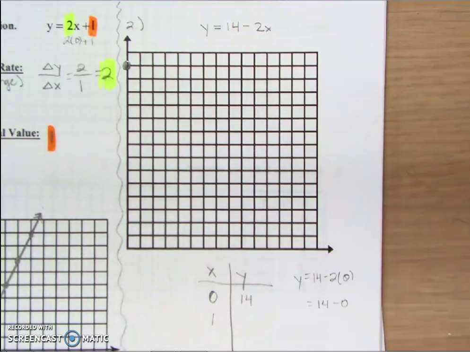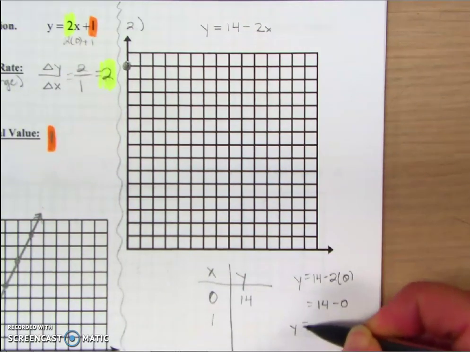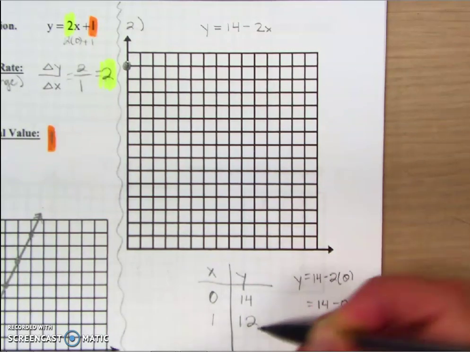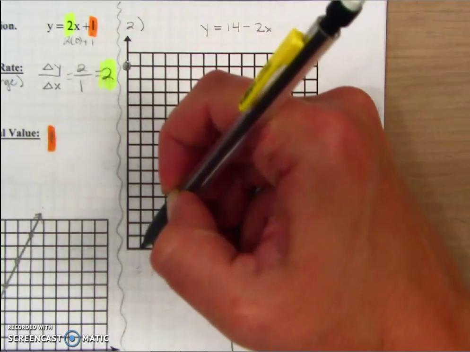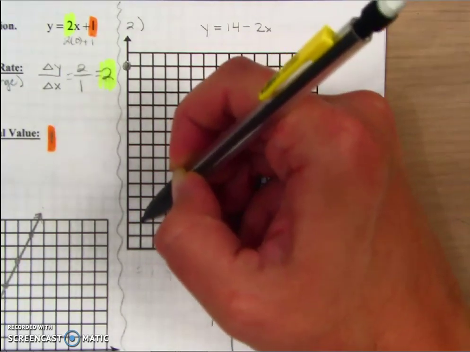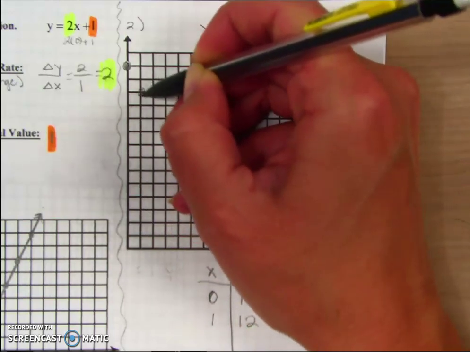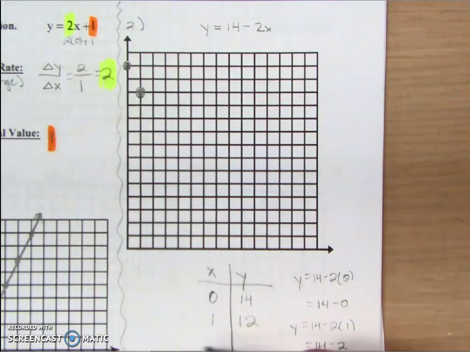Let's try 1. So if I were to plug in 1, then I would have 14 minus 2 times 1, which would be 14 minus 2, which gives me 12. All right, so that means from 1 it goes up to 12. 1, 2, 3, 4, 5, 6, 7, 8, 9, 10, 11, 12. That's right there. All right, let's check another point. Let's just do a couple more points.